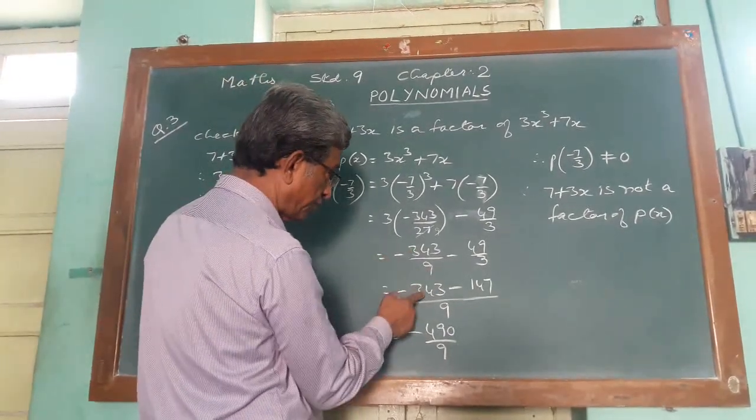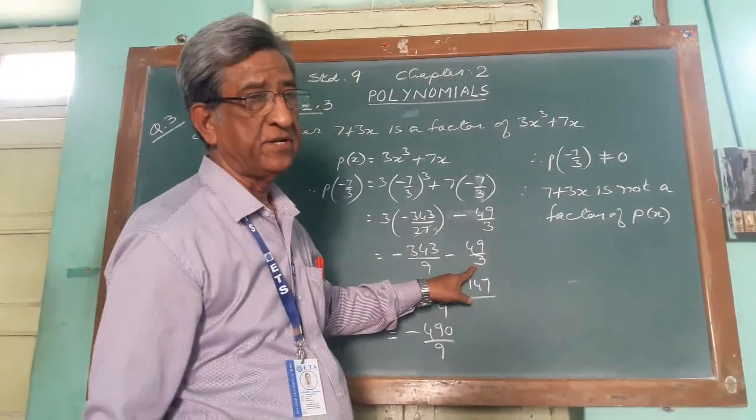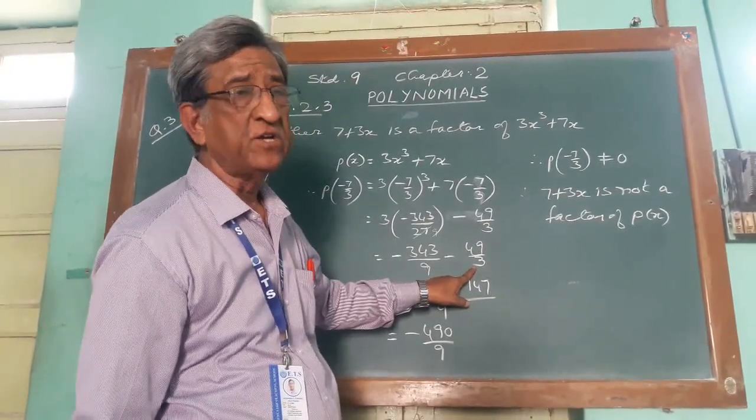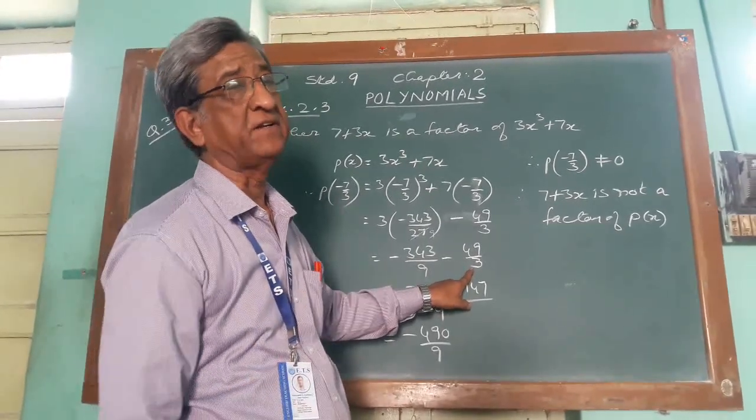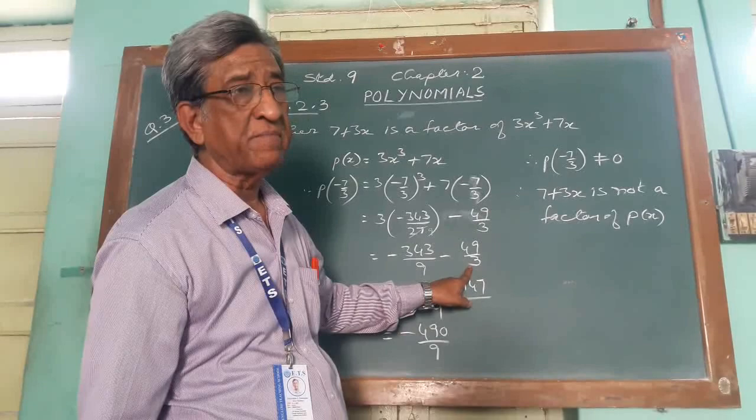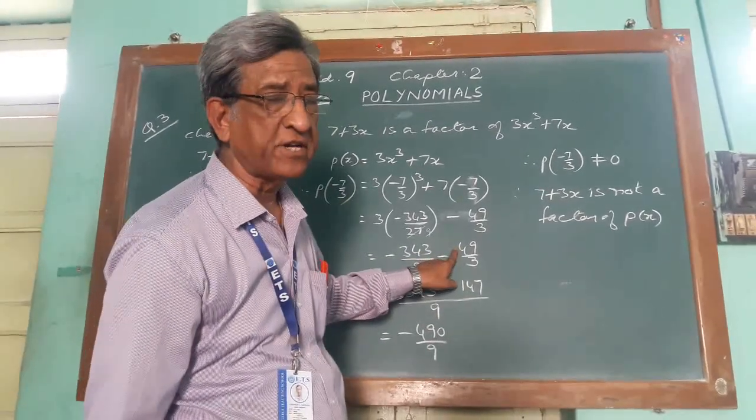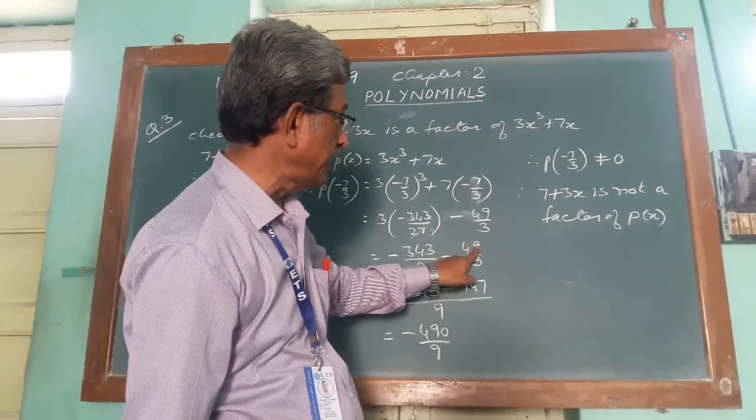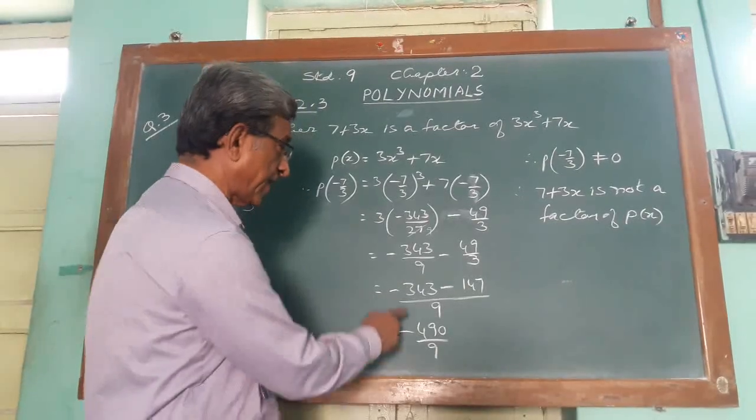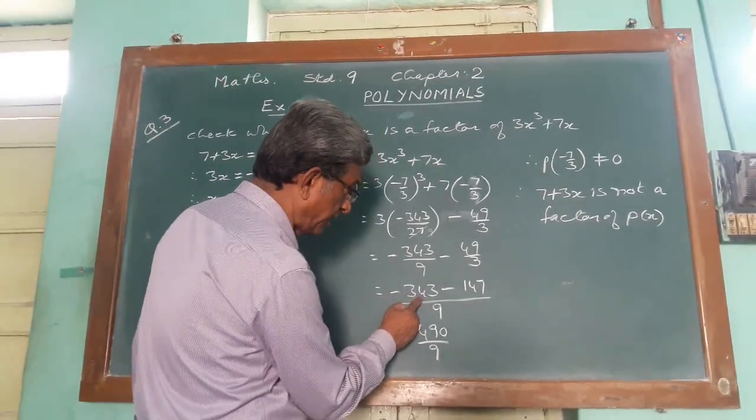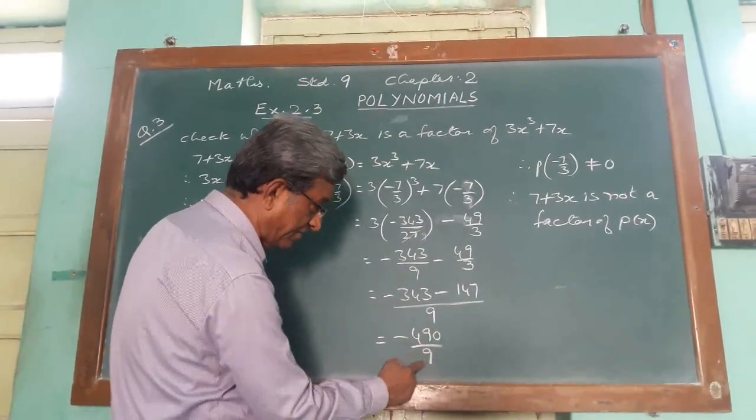So minus 343 as it is. Here instead of 3 we need 9. So by which number do you have to multiply 3 to get 9? If you multiply 3 by 3, you will get 9. So you have to also multiply 49 by 3. 49 into 3 gives you minus 147. Simplify. Minus 343 minus 147 gives you minus 490 upon 9.